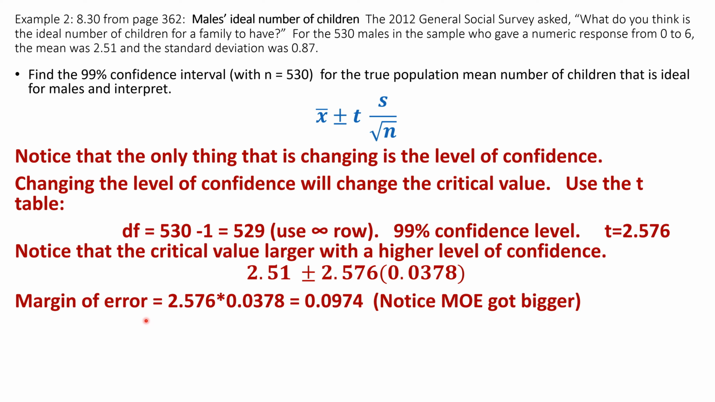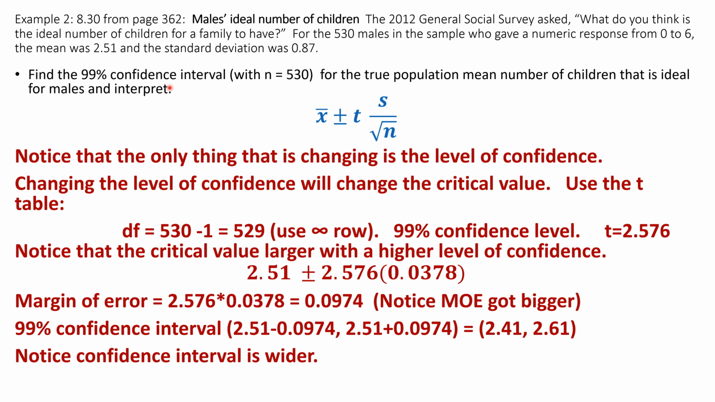The margin of error is calculated as the t-critical times the standard error. Notice that the margin of error gets bigger when the level of confidence is higher. And please verify this calculation by yourself. It's about how to get the 99% confidence interval. Notice that the confidence interval is wider.